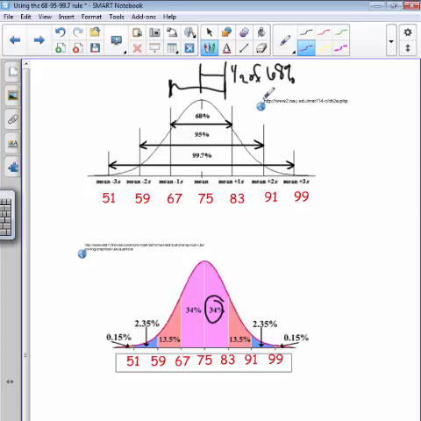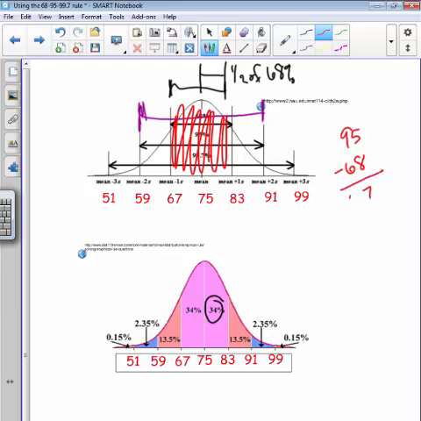The 95% tells me from this end to this end, I have 95% of the data approximately. Well, let's start by taking out this 68%. If I do that, I've got 95 minus 68, which gives me 27% of the data. That 27% is spread over this area and this area.